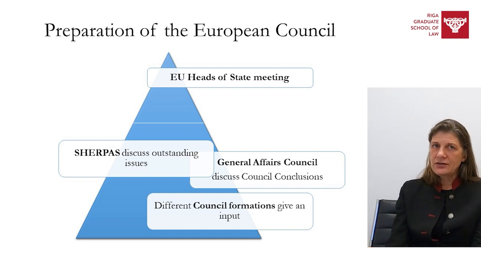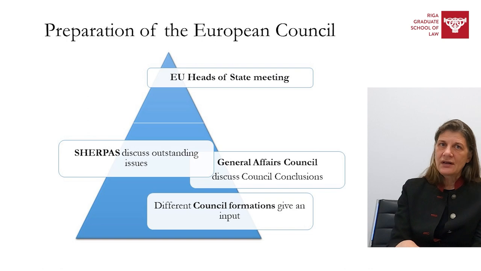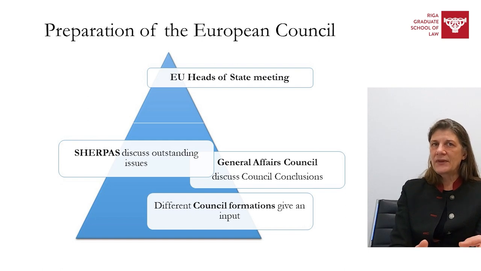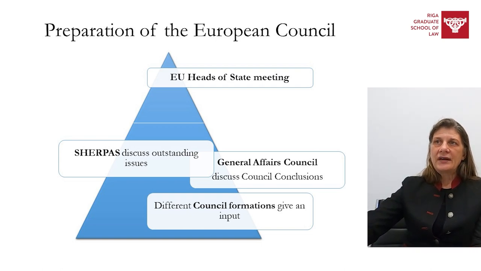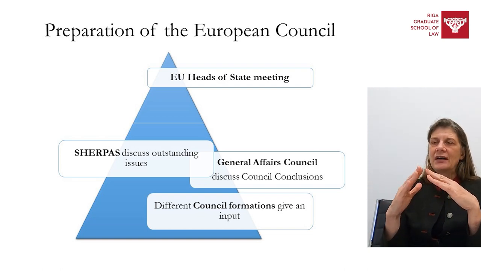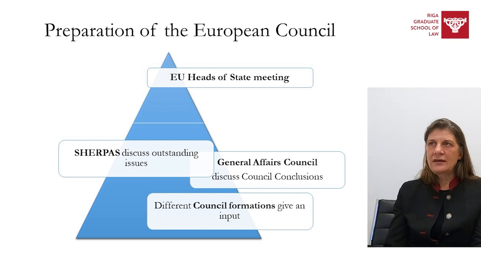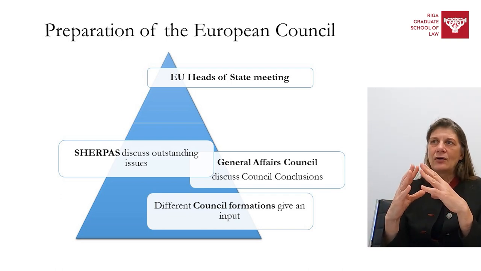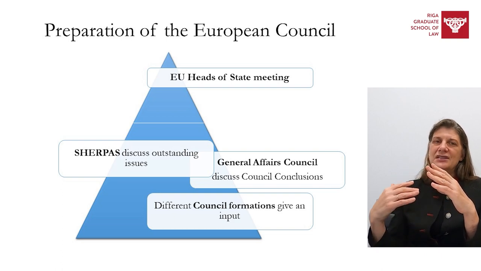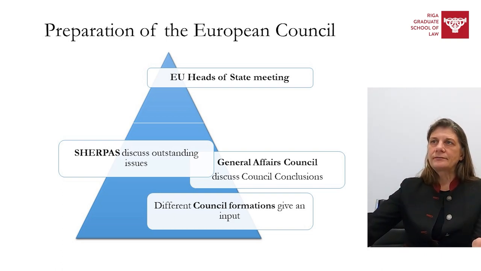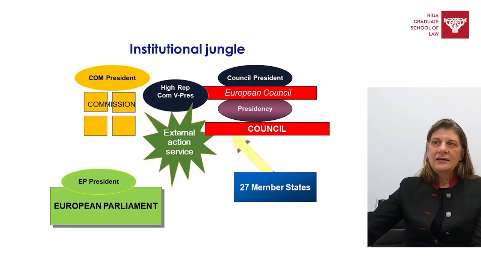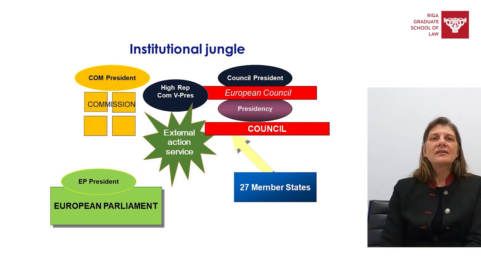Or if it's climate change, then ministers of environment would give input to the work through the General Affairs Council up to the European Council and heads of state decision. So this means that the European Council is like a tip of the negotiation iceberg, and here the long negotiation work of experts, diplomats, ministers come together. So finally, my slide explains what I call the institutional jungle.